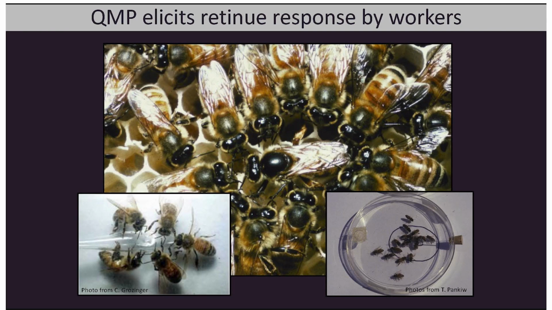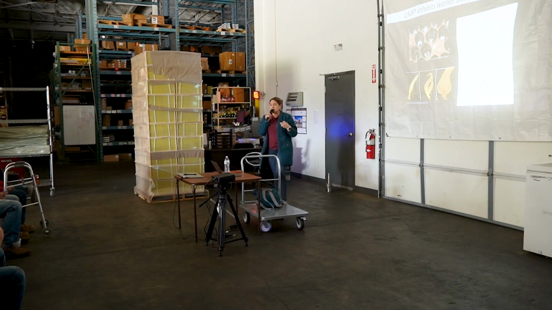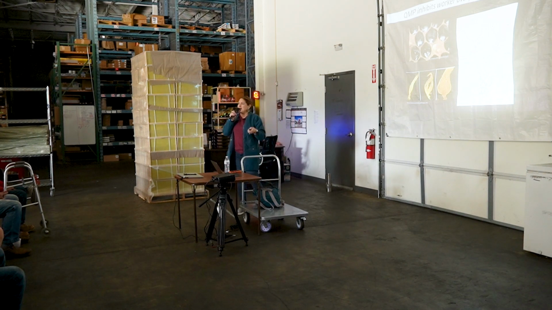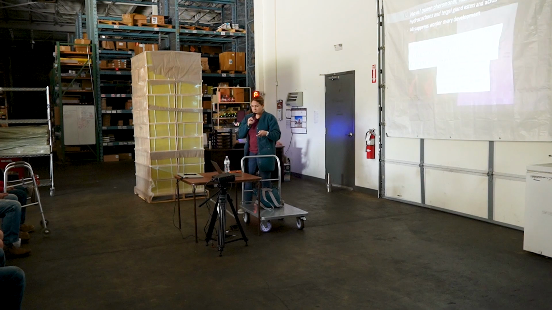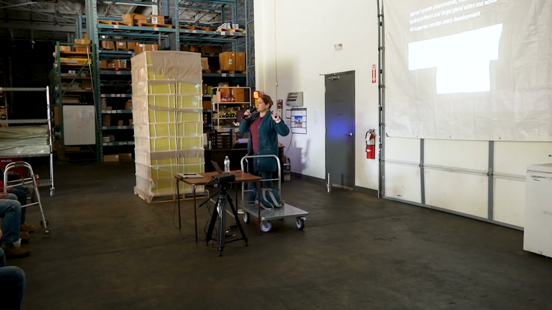So when you see multiple eggs in cells and you keep investigating and you actually don't have a queen, this is the telling sign that you have laying workers in that colony. That's a picture of a laying worker compared to a virgin queen, to a mated queen, actual ovary photo. So QMP elicits the retinue response, and it also inhibits worker ovary activation.